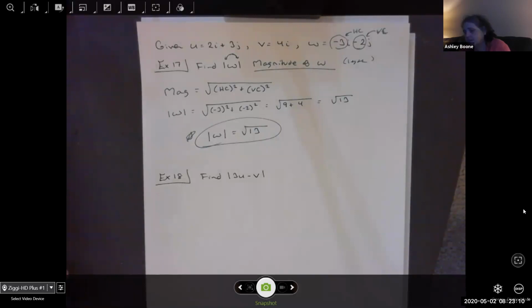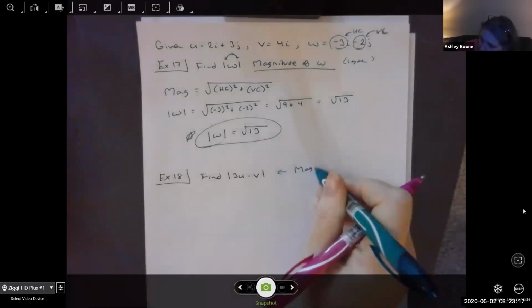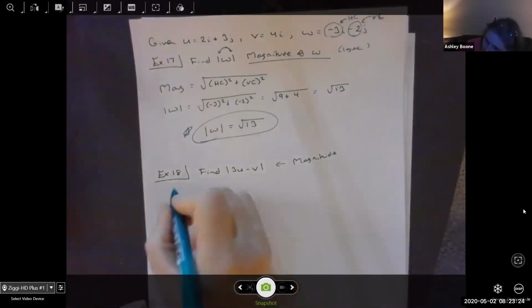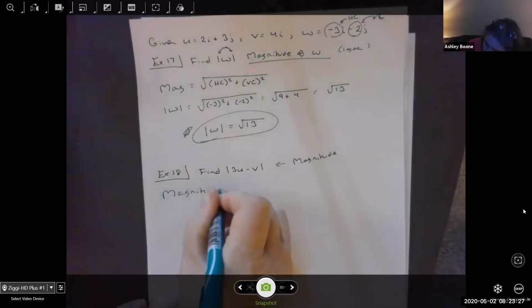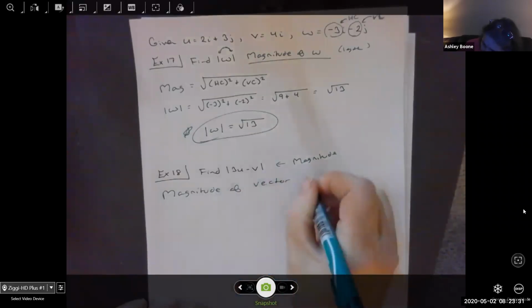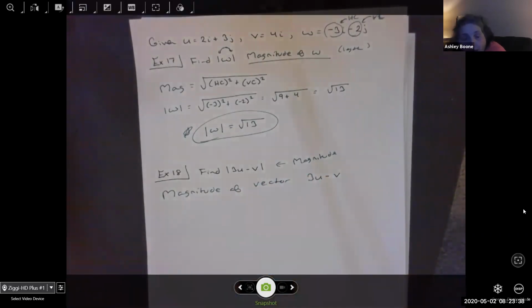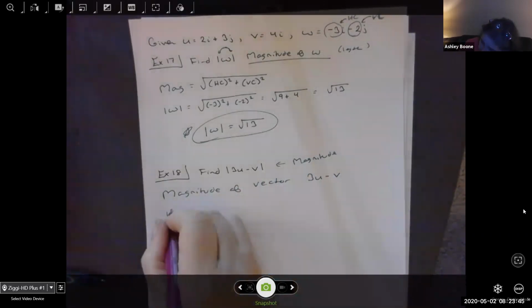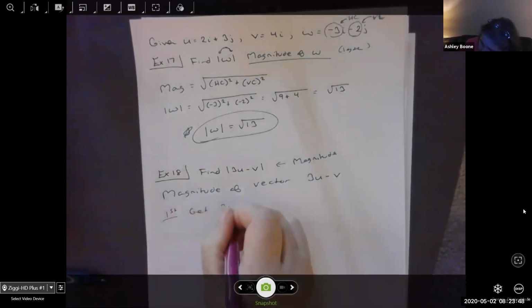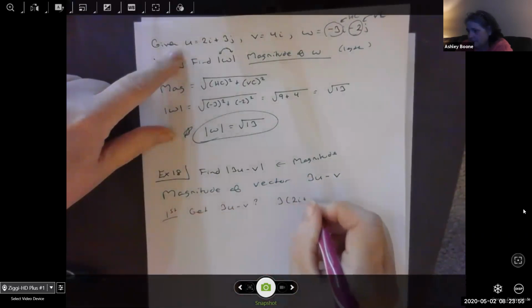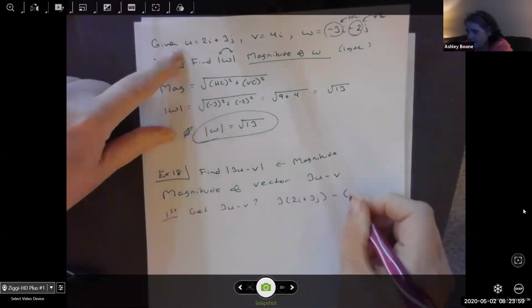Notice in number 18, this notation, again, refers to magnitude. You see what looks like an absolute value bar, that's magnitude. So what I need to do is find the magnitude of the vector that's represented by 3u minus v. Okay, I'm given u, v, and w, but I'm not given 3u minus v. So the first thing I'm going to need to do is get what is 3u minus v? Well, that's going to be 3 times vector u, which is 2i plus 3j, minus vector v, which is 4i.